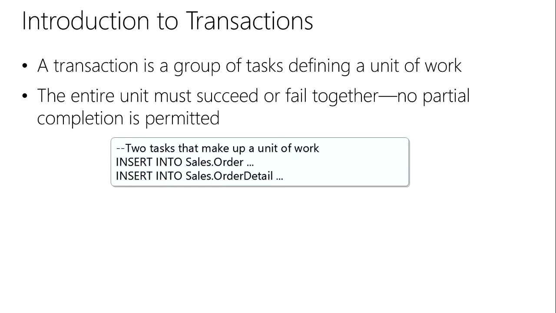I have to insert in the order header table, and then I have to insert the corresponding order details into the order detail table. What I don't want is a situation where I insert the order header, but then don't manage to insert all of the order details that go with that. I don't want to lose any of the order details. If something goes wrong while I'm in the process of doing that, I want to not insert any of it. I want to roll it back.